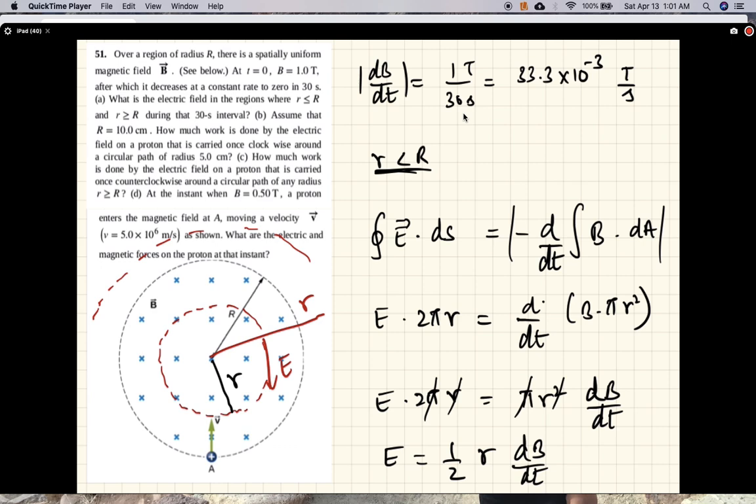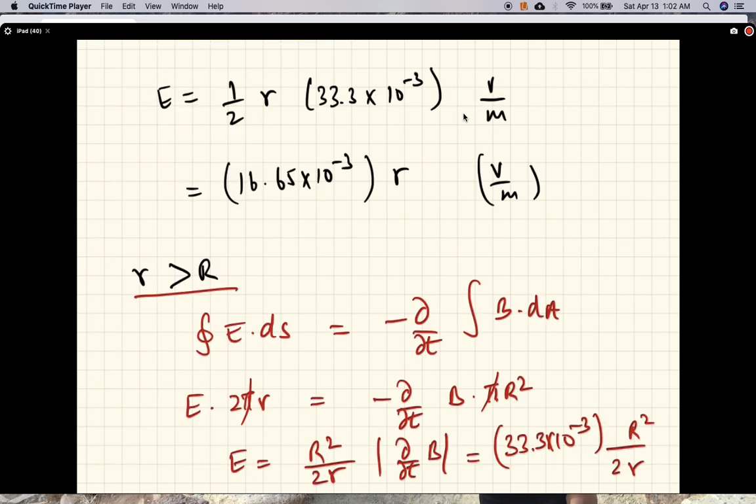Okay, let's see what else they want. B, assume that R is 10 centimeters. How much work is done by the electric field on a proton that is carried once clockwise around a circular path of radius 5 centimeters? Okay, so for B, you're going to take a proton around 5 centimeters around this path clockwise. Remember the electric field was in this direction, so the work done is positive.